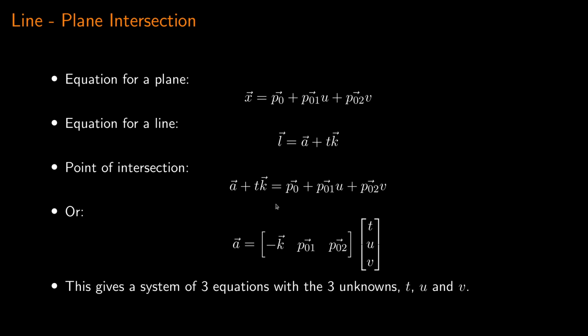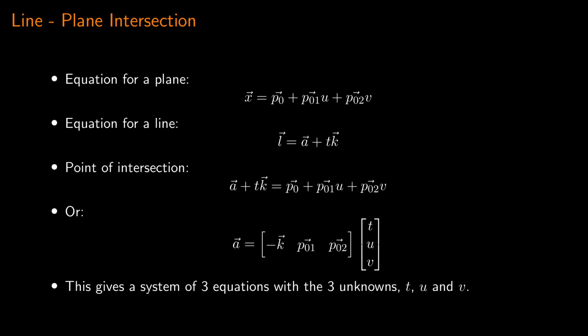So we end up with this: the vector A plus t vector k is equal to p0 plus p01 u plus p02 v, as we see here. And we can rearrange that into this form here. So we get vector A is equal to this vector of minus k, p01 and p02 vectors multiplied by the three scalars t, u and v. And that's quite clearly a system of three equations in three unknowns, being t, u and v.